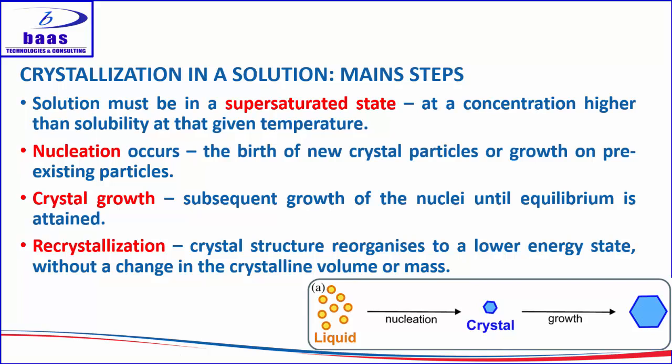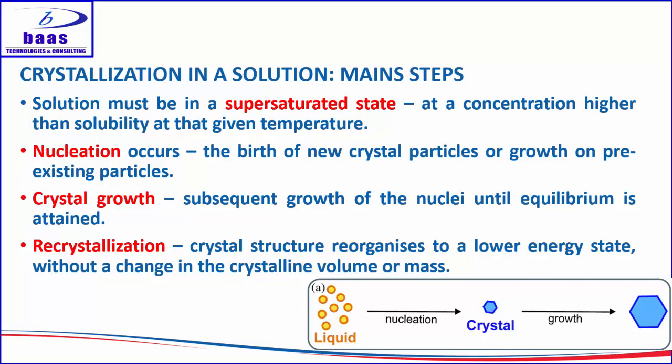The first and necessary condition is that the solution must be in a supersaturated state. This means that the solution must be at a concentration higher than the solubility at that given temperature. The second step is that nucleation is required to occur. In crystallization, nucleation can occur in two ways. The first is the birth of new crystal particles from molecules coming together and forming crystals. And then the second is where crystals are added into the solution as seeding crystals.